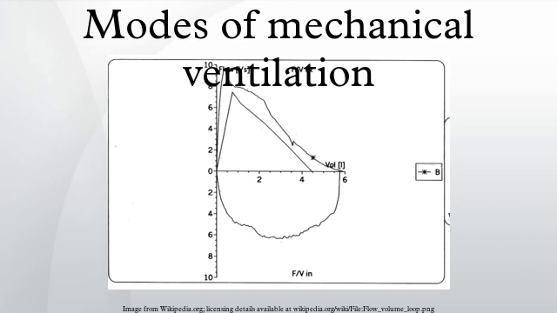Continuous mandatory ventilation. Continuous mandatory ventilation is a mode of ventilation where breaths are delivered based on set variables. The patient may initiate breaths by attempting to breathe. Once a breath is initiated either by the patient or by the ventilator, the set tidal volume is delivered.